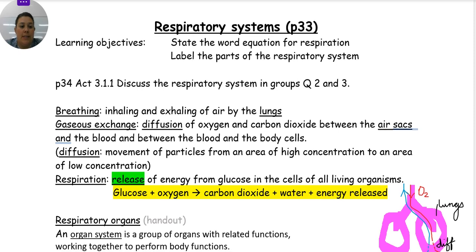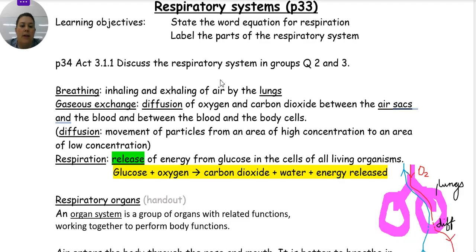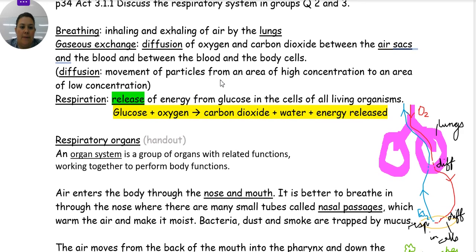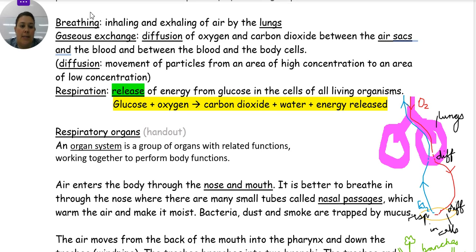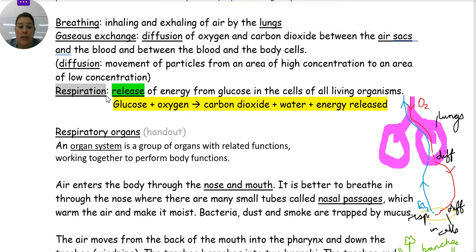So you've got your respiratory system over here, you've got your learning objectives. Don't worry too much about that, it's just what you need to know. You then got the activity, don't worry about the activity. What I want to start with is these three words: breathing, gaseous exchange, and respiration. These are three definitions that you need to know, and you need to be able to write them down pretty much word for word and explain them to me.